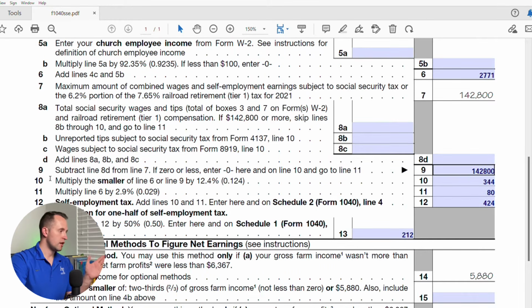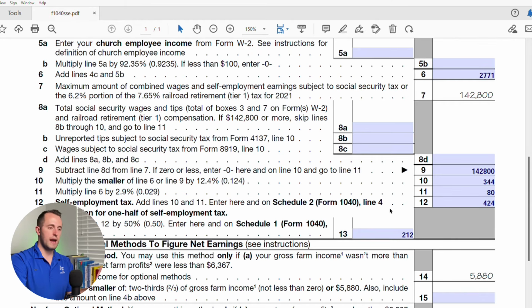And then 10, you're going to multiply the smaller of line 6 or line 9 by 12.4% or decimal 124. This is going to be how much you owe in Social Security taxes. And then 11 deals with figuring out how much you owe in Medicare taxes. You're going to take whatever is in line 6 and multiply it by decimal 029. So in this case, John Doe earns $344 in Social Security taxes and $80 in Medicare taxes. You're going to add the two of them up. That's how much you owe in self-employment taxes.